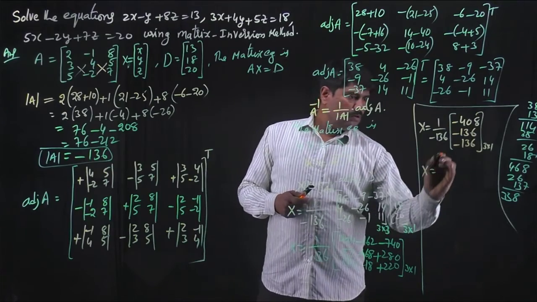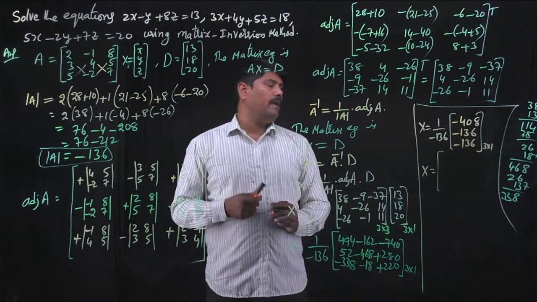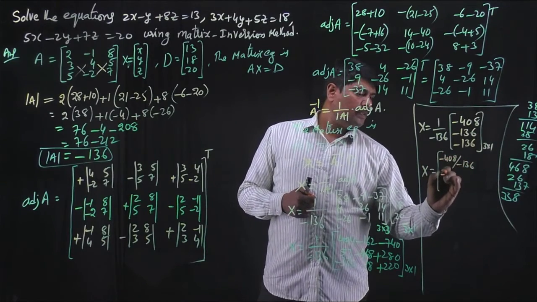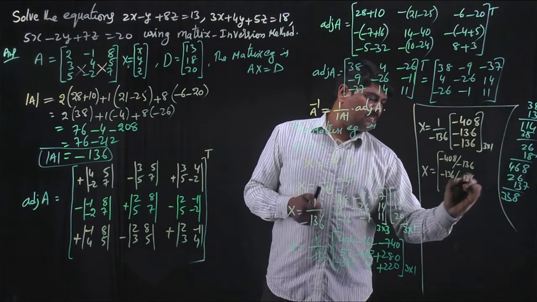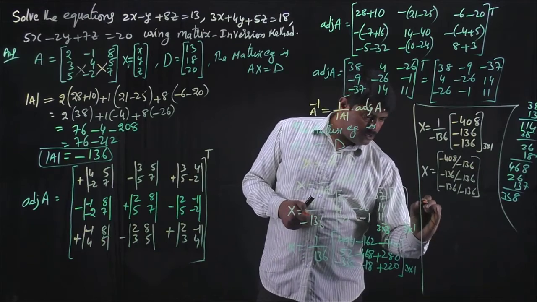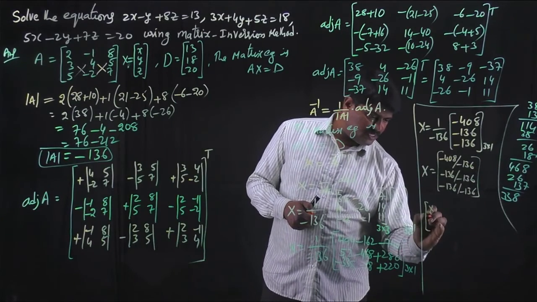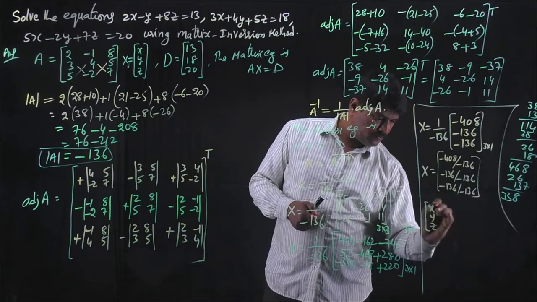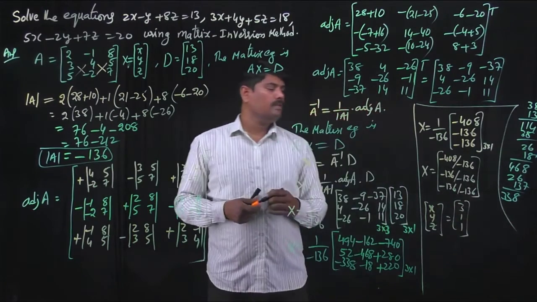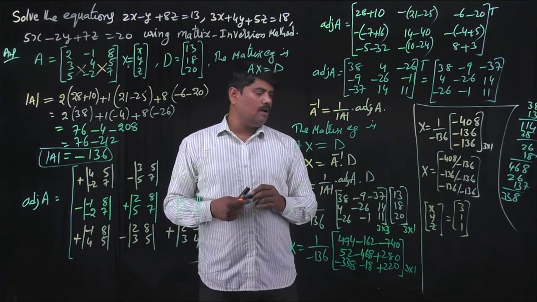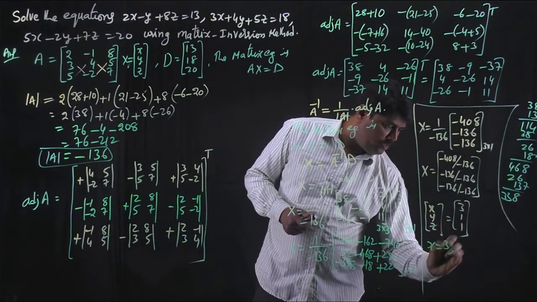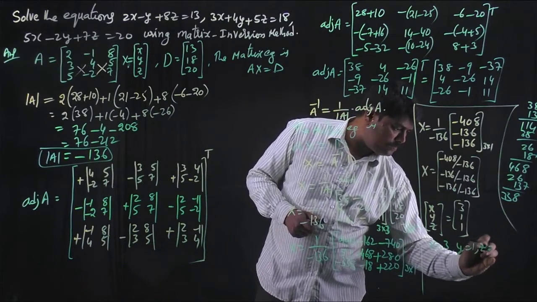Now dividing each element with minus 136. So minus 408 by minus 136, minus 136 by minus 136, minus 136 by minus 136. So the variable matrix X is x, y, z, which are obtained as 3, 1, 1. Both are 3 by 1 order matrices. Equating the corresponding elements, you have x value 3, y value 1, z value 1.